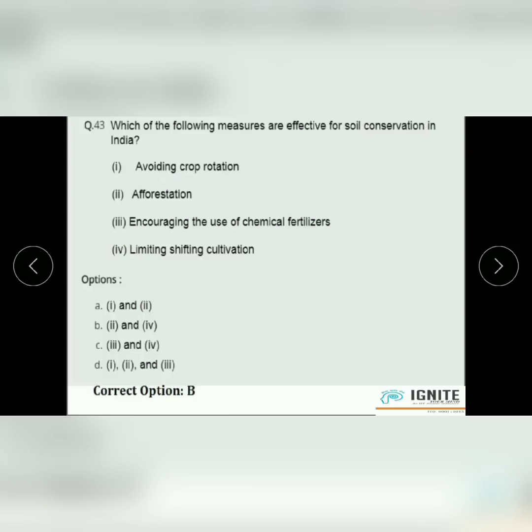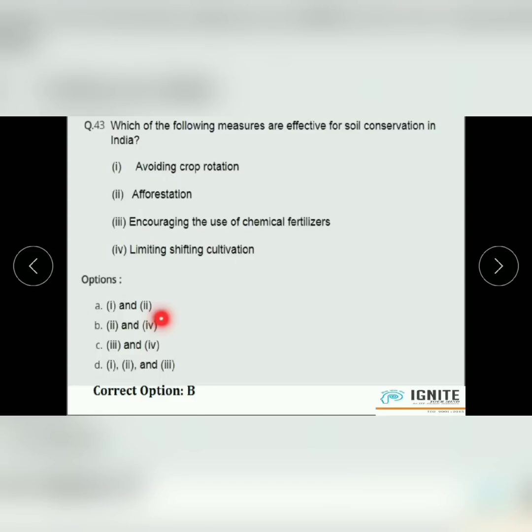Okay, let's start. Question number 43. Which of the following measures are effective for soil conservation in India? Options are given here. First one, avoiding crop rotation. Next, afforestation. Encouraging the use of chemical fertilizers. Fourth one, limiting shifting cultivation. The correct answer is option B. Therefore, afforestation and limiting shifting cultivation.